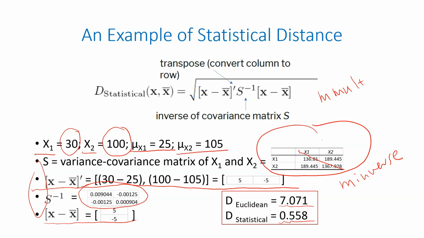So as you can see, the statistical distance value and the Euclidean distance value are very different. If you want to better understand the computation of statistical distance, pause the video now and try to perform the calculation on your own to see if you get the same results.